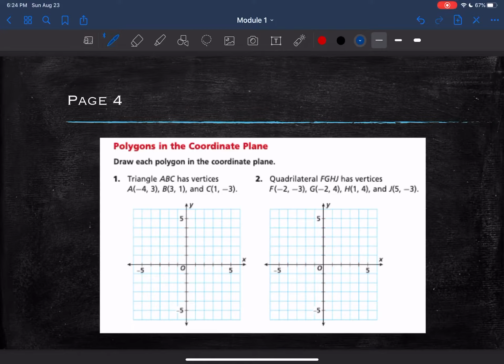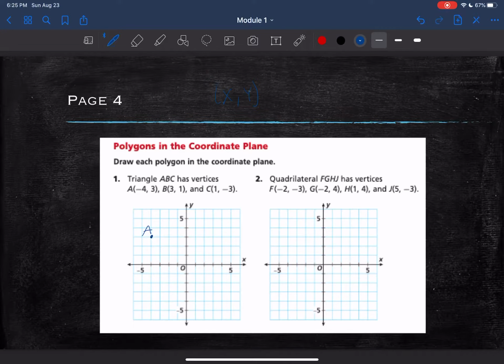And question number 1 says draw a triangle ABC, and it gives us the coordinates. So let's go ahead and plot these. A is found at -4, 3. And we remember from our previous lesson that all of these coordinates are given to us in x, y. X talks about the x-axis, left and right movement. -4 tells us to go left 4, and then we're going to go up 3. So 1, 2, 3, 4 left, 1, 2, 3 up. That gives us A right there.